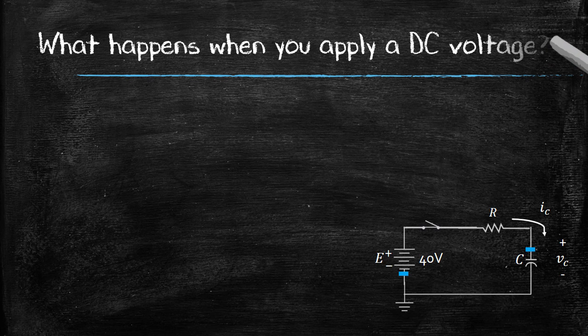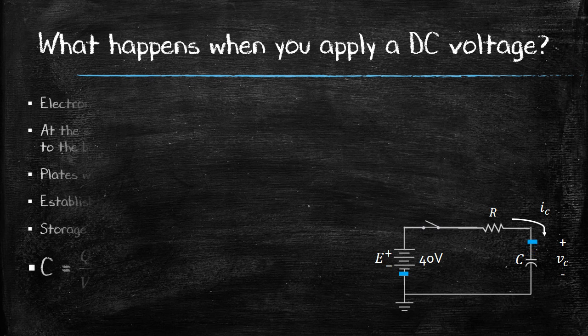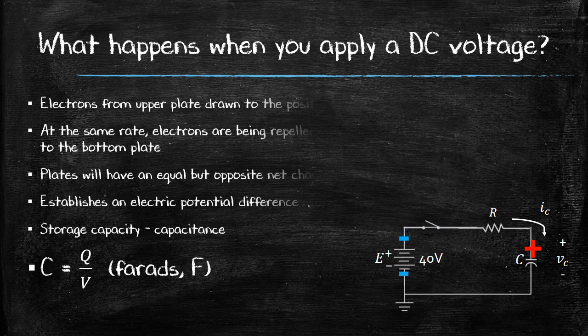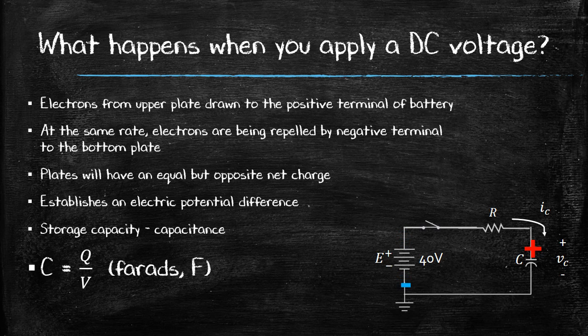Now, when you apply a DC voltage to a series resistor and capacitor, electrons are drawn from the upper plate to the positive terminal of the battery. At the same rate, electrons are being repelled by the negative terminal to the bottom plate. As a result of this, the two plates will have an equal but opposite net charge, the top being positive and the bottom plate negative. This potential difference establishes an electric field between the plates.